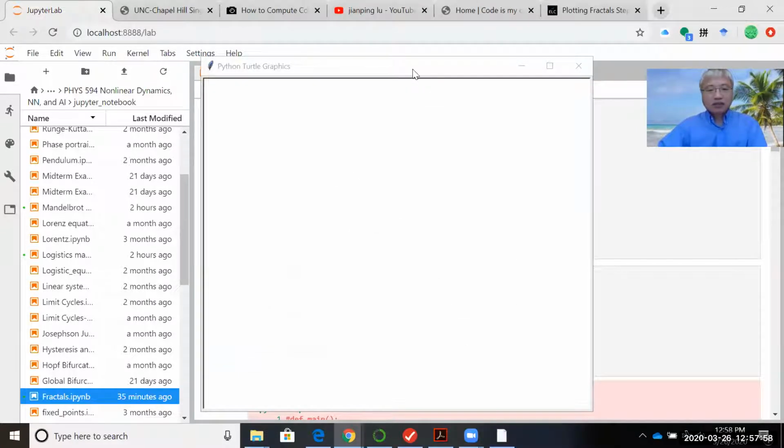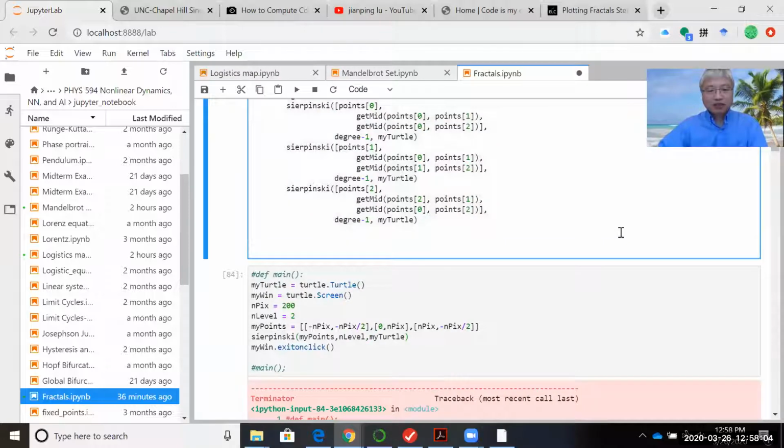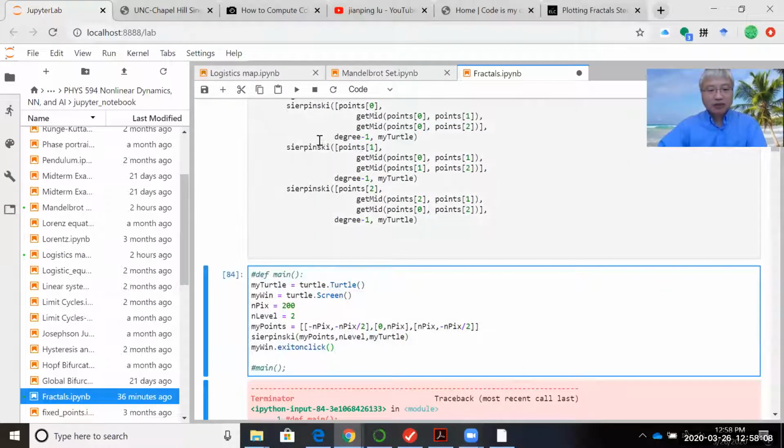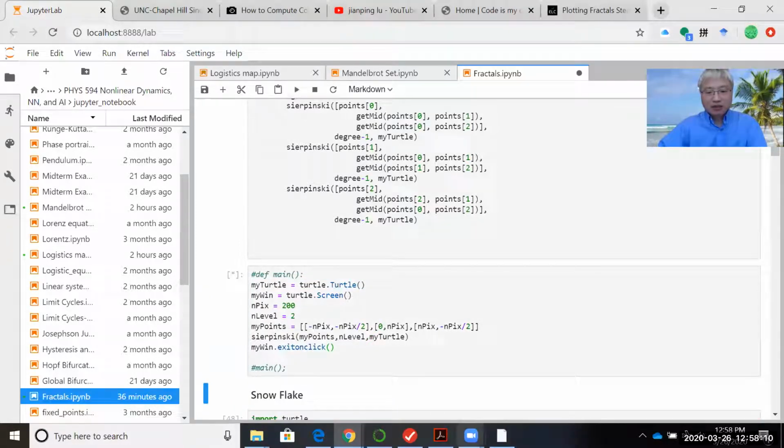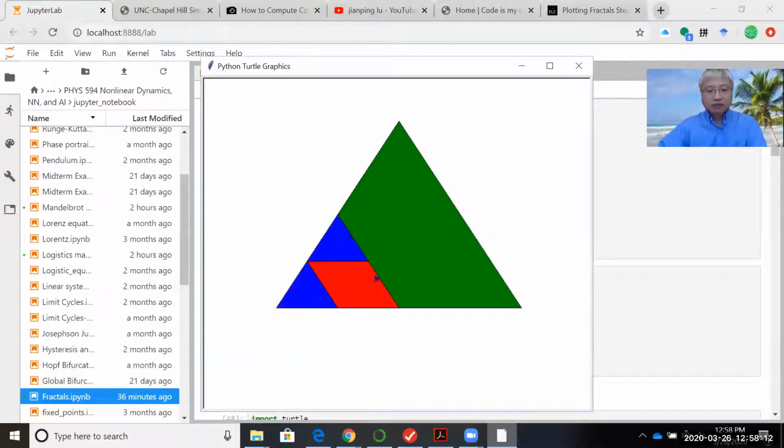Also, I still have this bug which I don't know how to fix. If any of you can spend some time on this to fix this bug... The first time I run it, it doesn't work, but when I run it one more time, it's showing up. I don't know why, and I couldn't figure out how to fix it. Now this is the second iteration of the Sierpinski, sometimes referred to as the Sierpinski gasket.